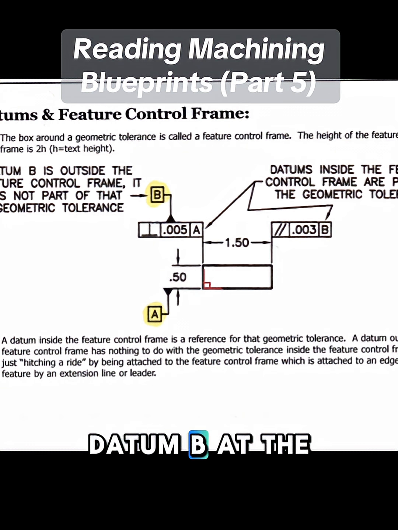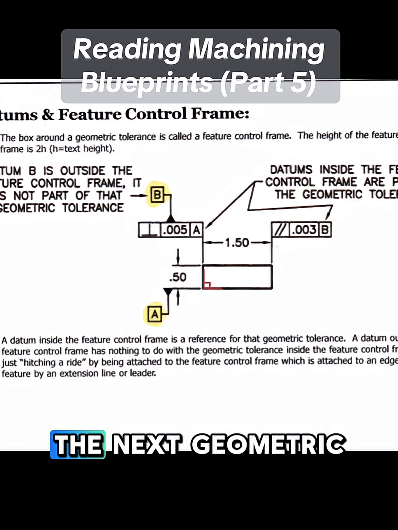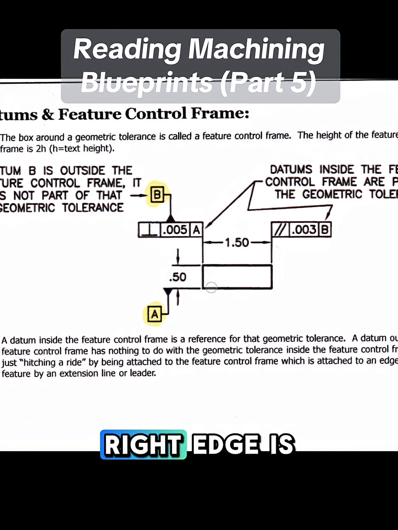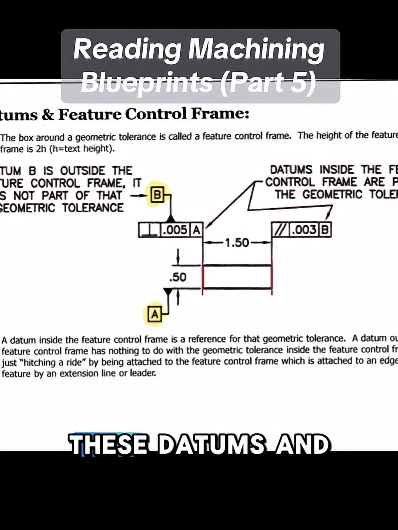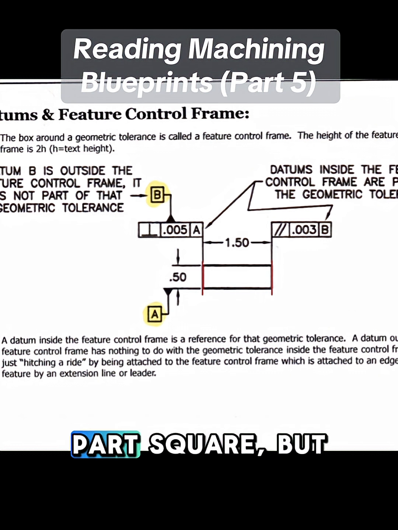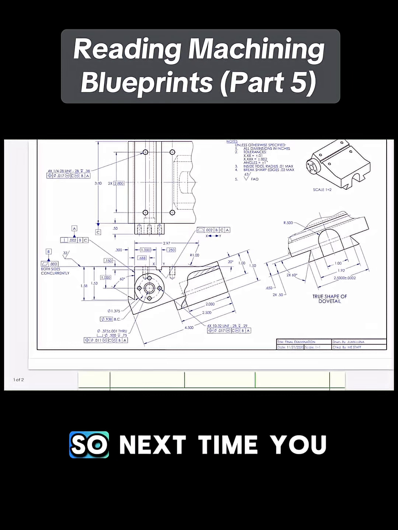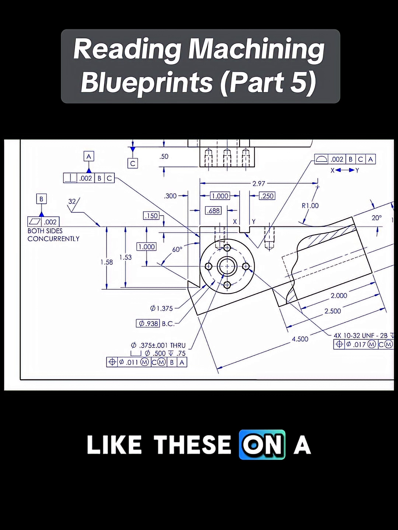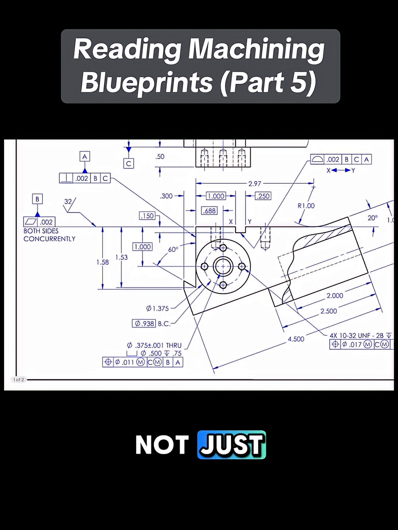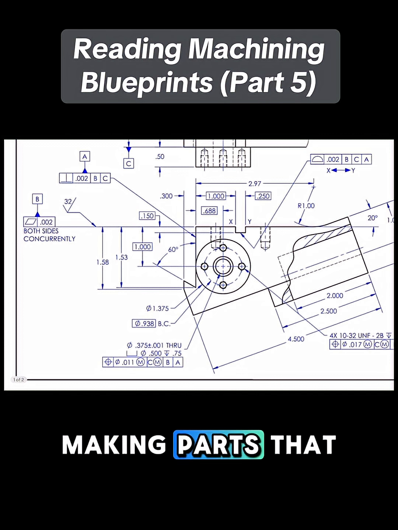Then we define datum B at the left edge of the part. The next geometric tolerance says the right edge is parallel to datum B, within 3/1000ths of an inch. These datums and tolerances keep the part square, but with allowed variation. So next time you see symbols like these on a drawing, you'll know it's not just decoration. It's the key to making parts that actually work.